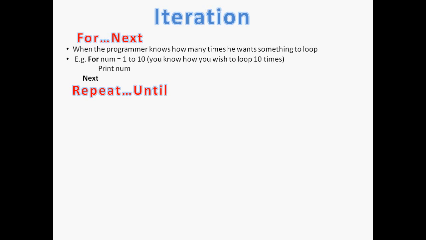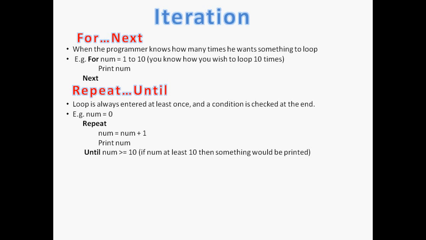The repeat until loop is used when the programmer wants to check a condition at the end of the loop, but ensure that the loop is entered at least once. The example there will essentially do the same thing as the previous loop, however the way it goes about it is different. Instead of running for a certain amount of times, it checks at the end to see if num is greater than or equal to 10, and if it is, then the loop stops.